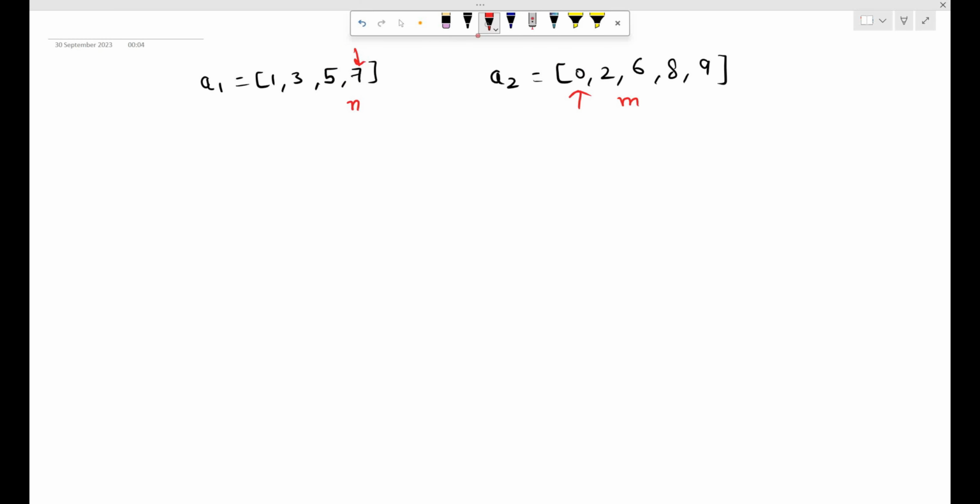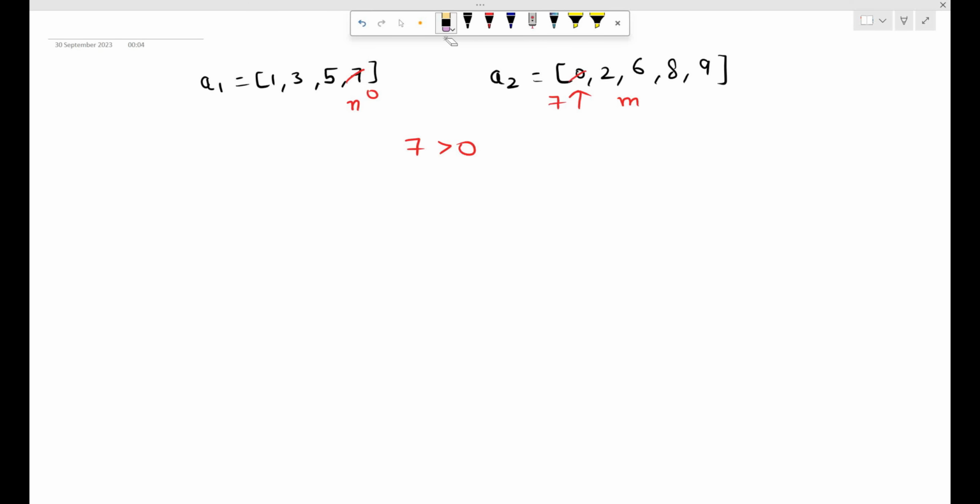I can see that 7 is greater than 0. That means this 7 and this 0 are not at the correct place. Because if we are talking about sorted in ascending order, then 0, being smaller, should be a part of the A1 array, and 7, being larger, should be a part of the A2 array. So we will swap these two elements. Instead of 7, we will put 0 here, and instead of 0, we will put 7.